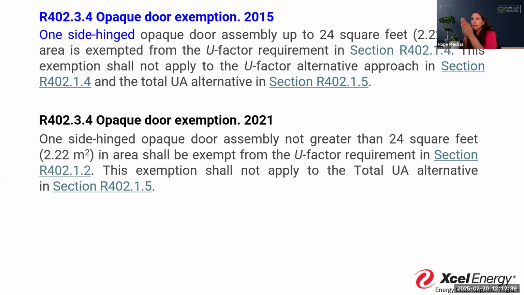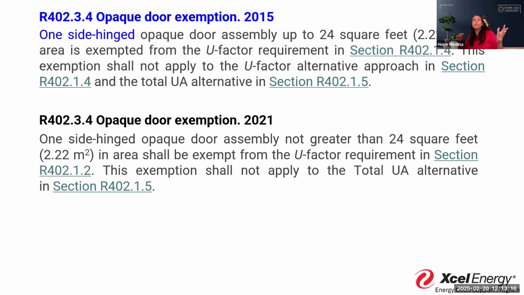Now, the really good thing is there is an exemption, and the exemption is that one side hinge door, opaque door, right? So we're talking about a can't-see-through door, up to 24 square feet, is exempt from the U factor requirement that you find within table R402.1.4 or 402.1.2, depending on what edition of the code that you're in, which is that U factor that we just talked about.